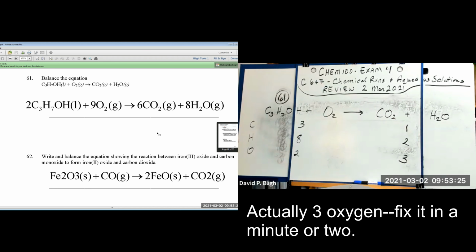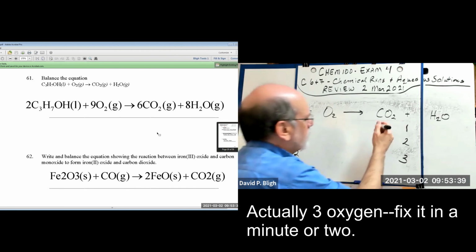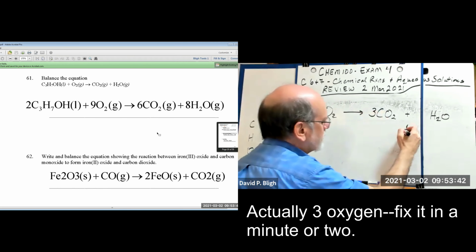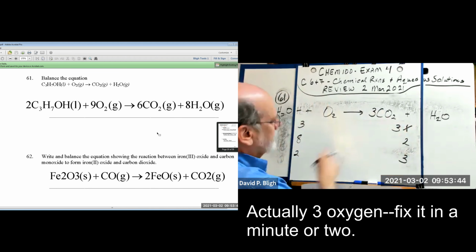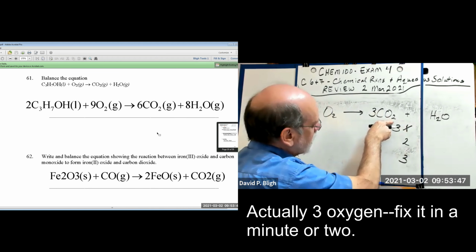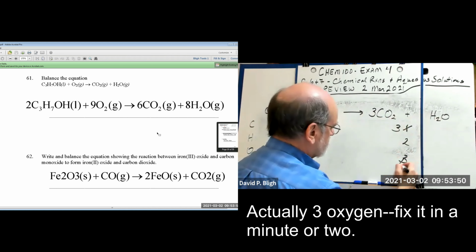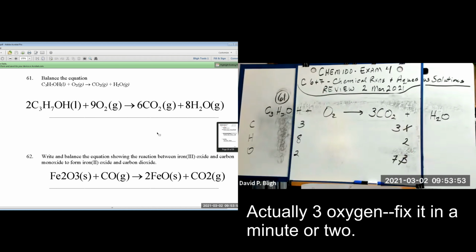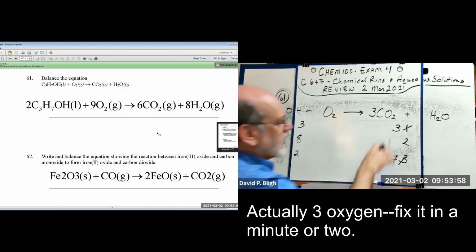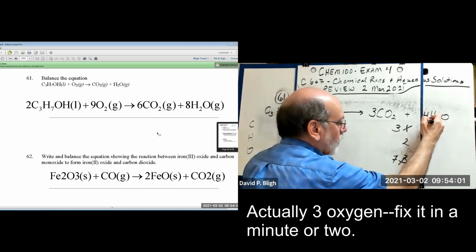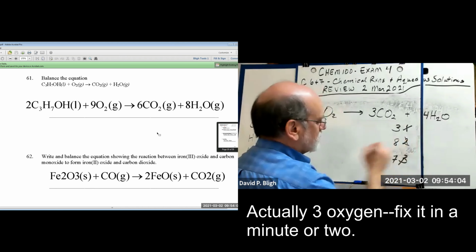All right, where to start? Well, carbon's only in one place, so we could start there. Hydrogen is only in one place. We could start there. I'm inclined to start with carbon. If we put a 3 over here, that gives us 3 carbons. It also changes to 6, 7 oxygens. Okay? Now how about hydrogens? We need 8. We've only got hydrogen in one place, so if we say 4, that gives us 8 hydrogens.